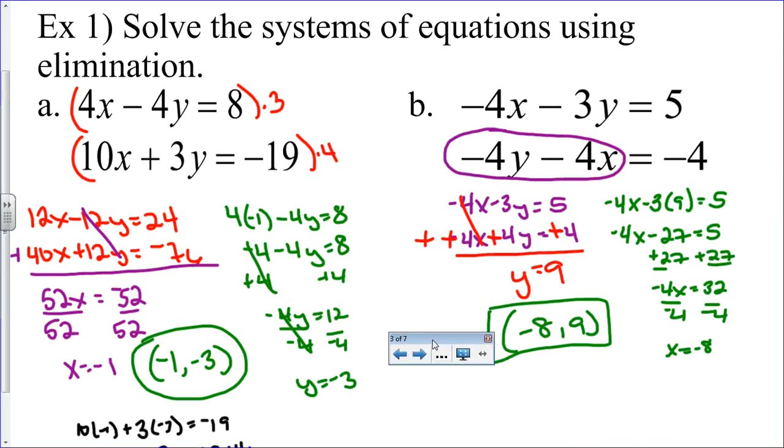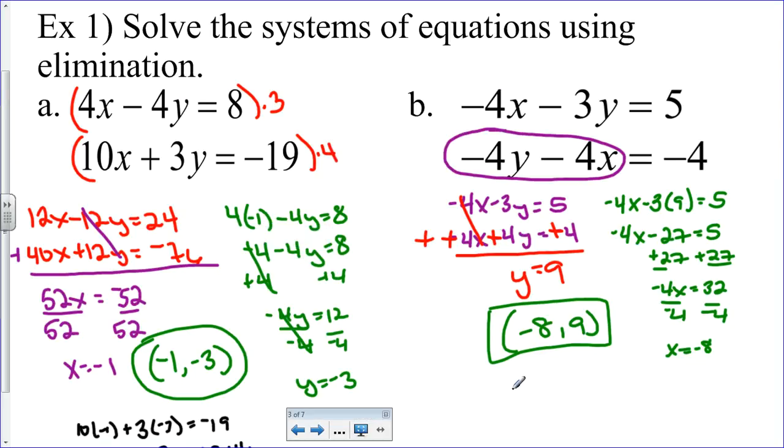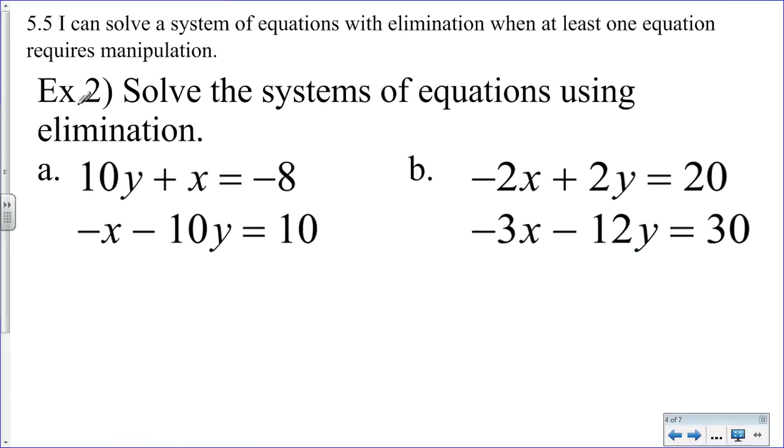Remember, to check it, I can plug it back into the original problem. I'm going to look at the second equation there. And I'm going to do -4 times y minus 4 times x equals -4. So I get -36 and a +32. And if I add those together, I actually get a -4. So we're in pretty good shape there. So like I said, the only difference here is that we had to rearrange these x and y's so they were lined up. Let's look at two more.